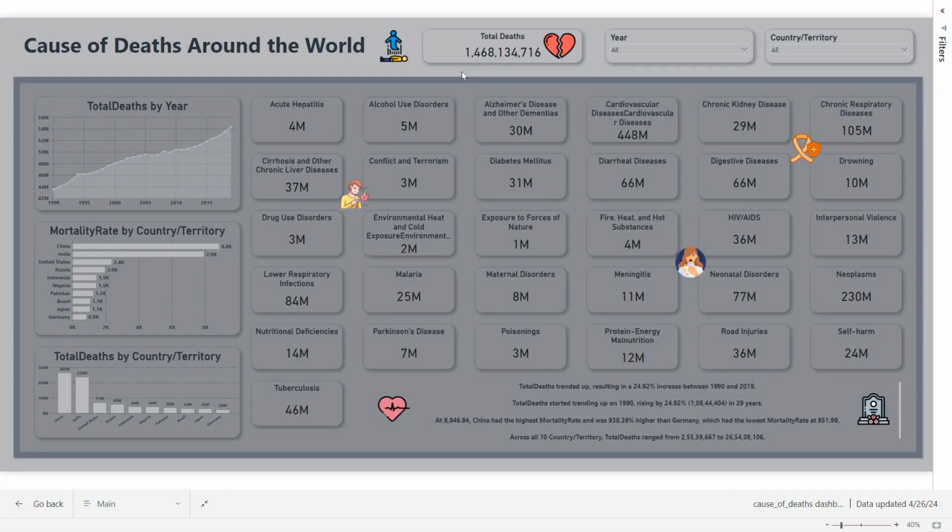Hello everyone. Today I crafted an interactive causes of deaths around the world dashboard. In this dashboard, the key insights encompass total deaths by year using line chart, mortality rate by country and territory using clustered bar chart, total deaths by country and territory using clustered column chart, and cards to display causes of deaths.